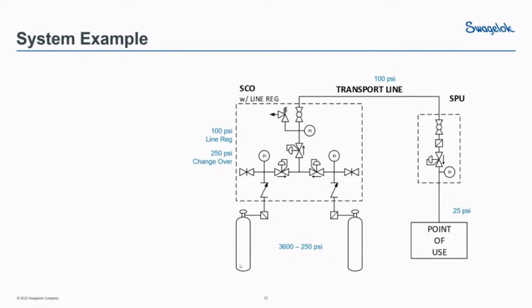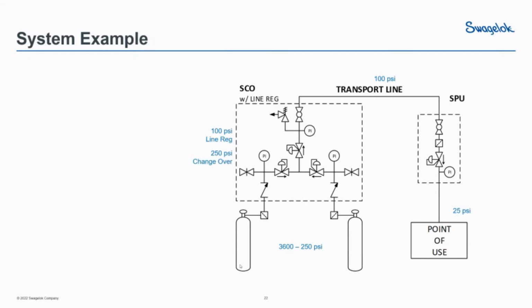So in this particular case, our cylinders are going to start off at 3600 psi. And we know that we need 25 psi at our point of use. So in order to help maintain decent flow, we're going to select, say, 100 psi for our transport line. And so our SCO might be selected with a line regulator with an outlet of 100 psi. And then in order to help balance gas usage and maintain good flow through the line regulator, our SCO has been selected with a 250 psi changeover.